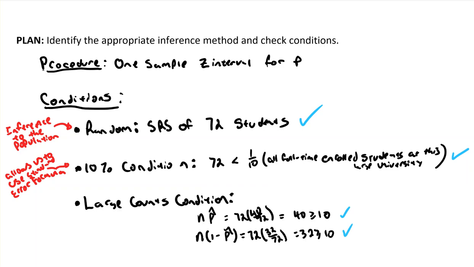So I've met all my conditions, and the large counts condition is what's going to assure us that the probability distribution we're looking at to construct our confidence interval is approximately normal. So now that we've checked the conditions, we are good to move on from the planning stage to the doing stage, because our conditions are met.